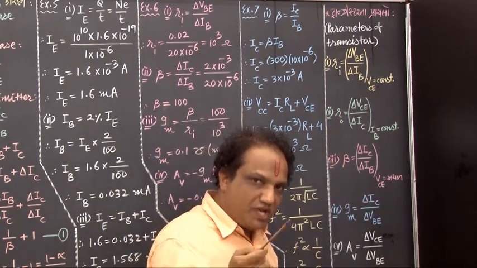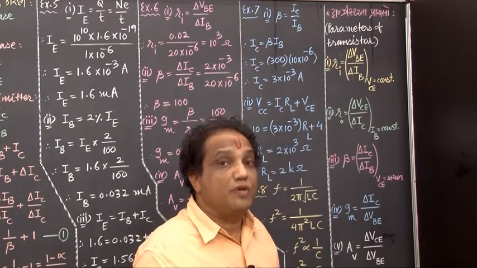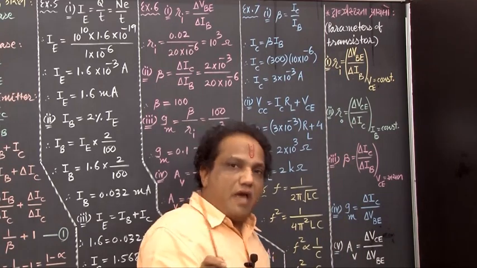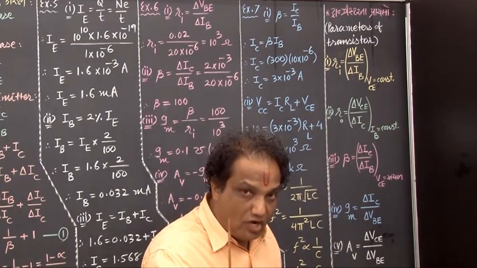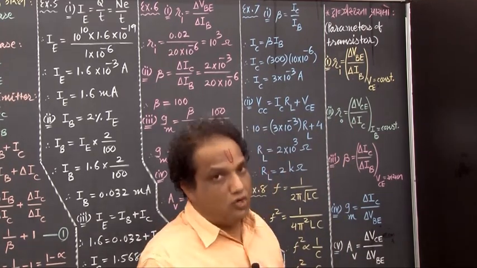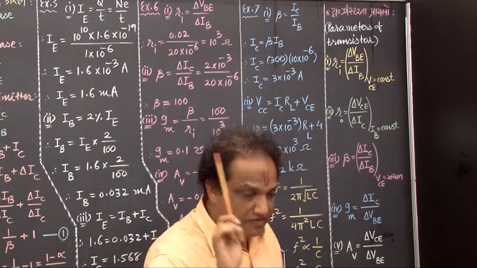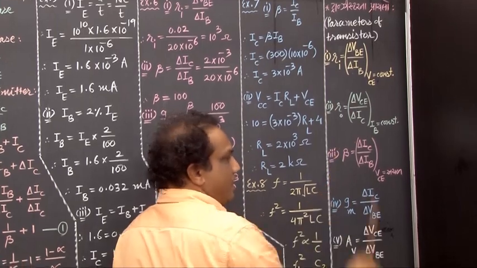Because it is also resistance, its unit has to be ohm, and its value we find approximately between 50 kilo ohm to 100 kilo ohm. Between 50 kilo ohm to 100 kilo ohm. Got it? Fine. We go for the third parameter.